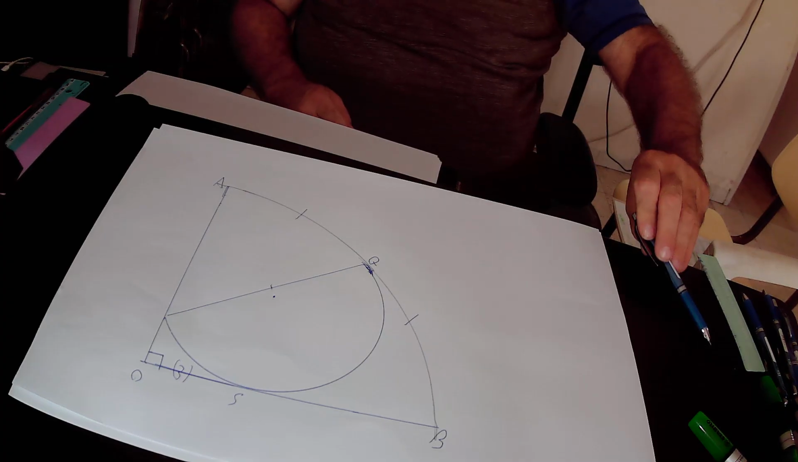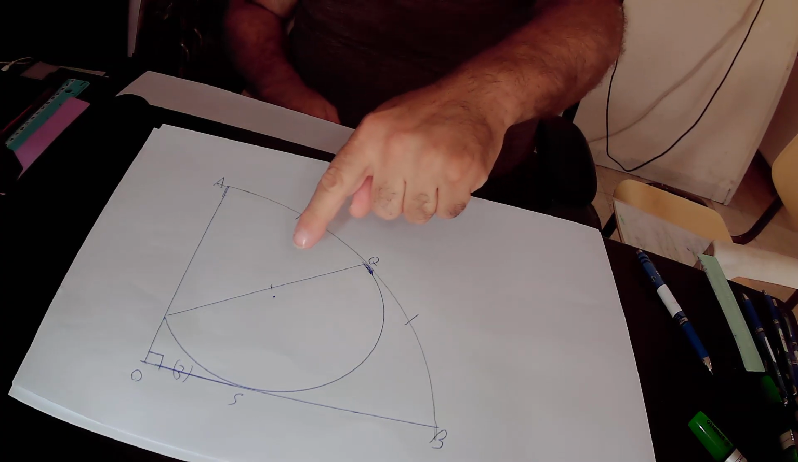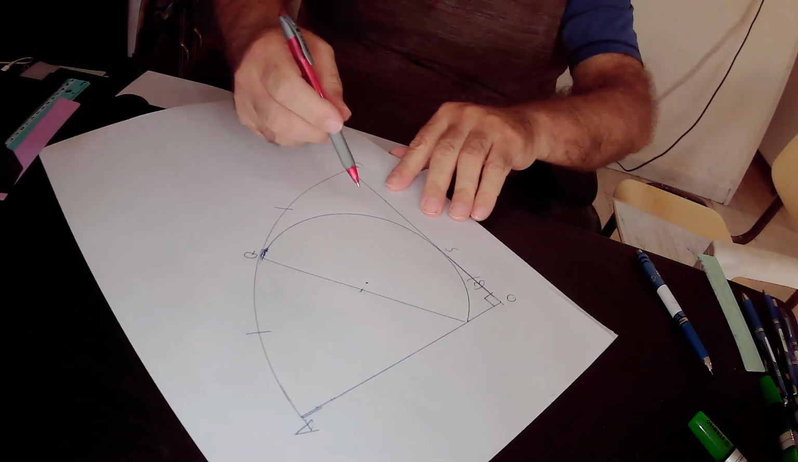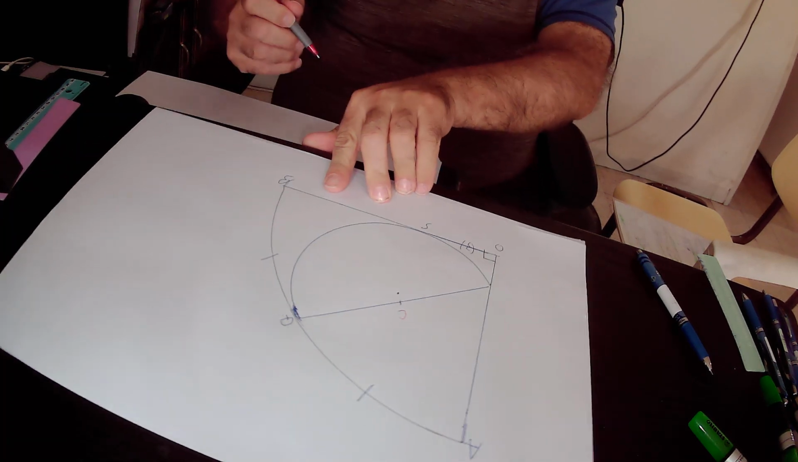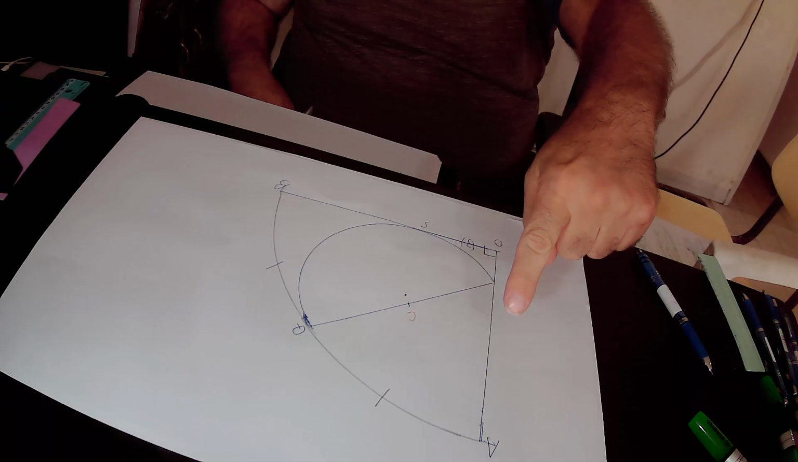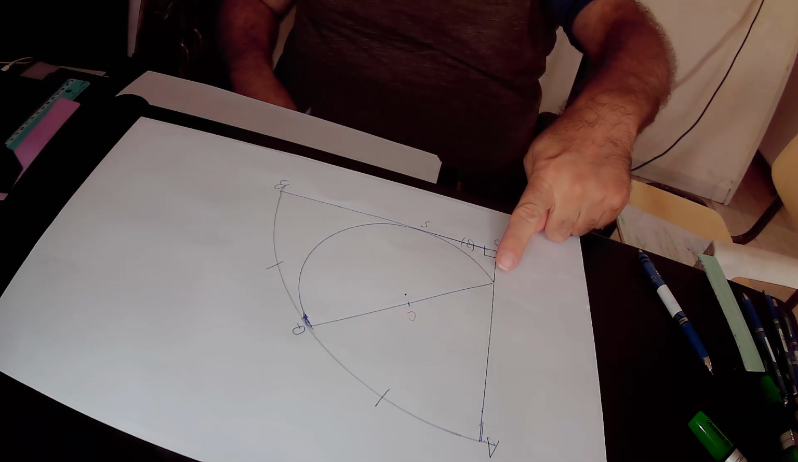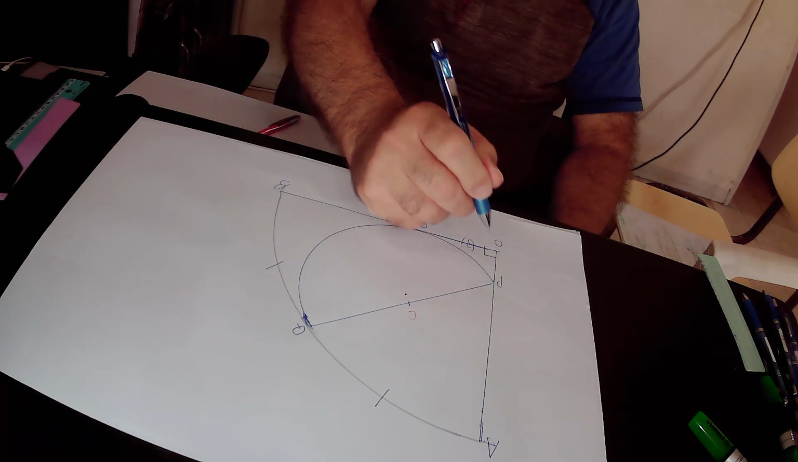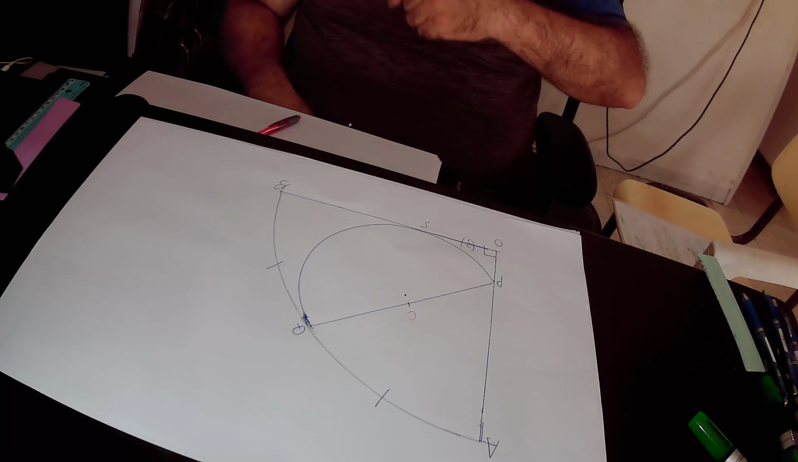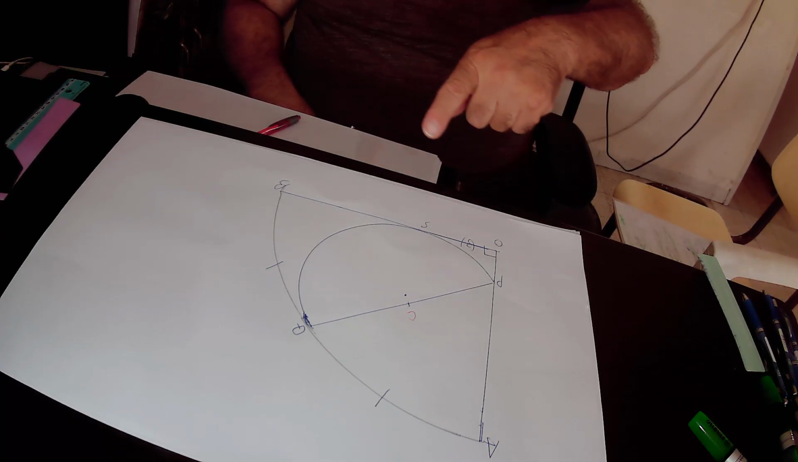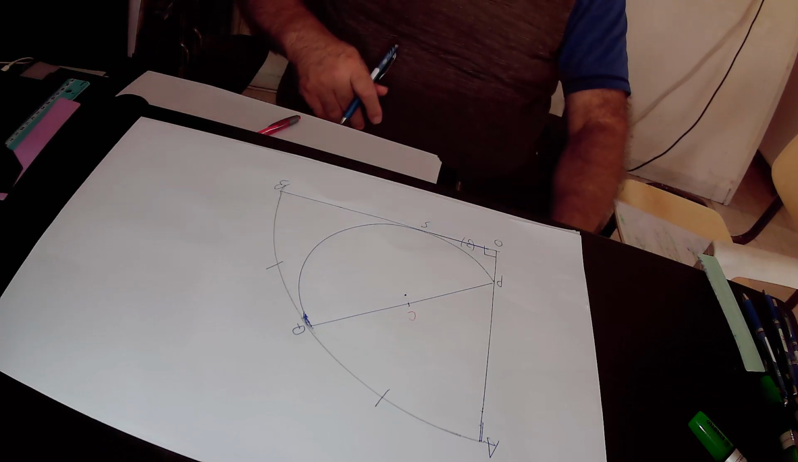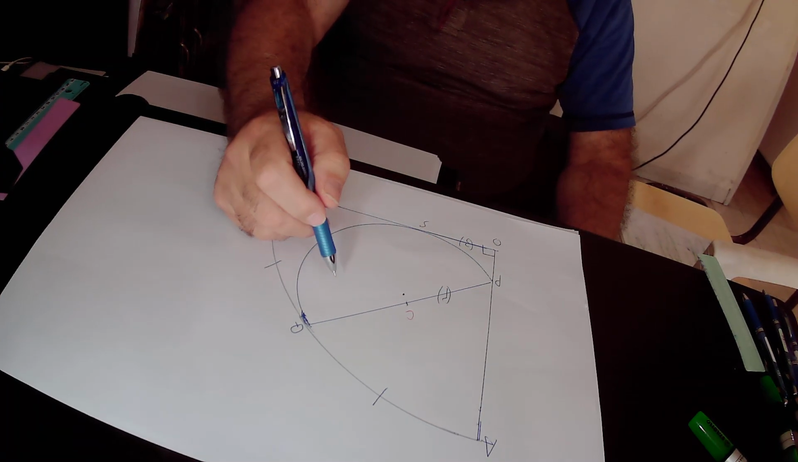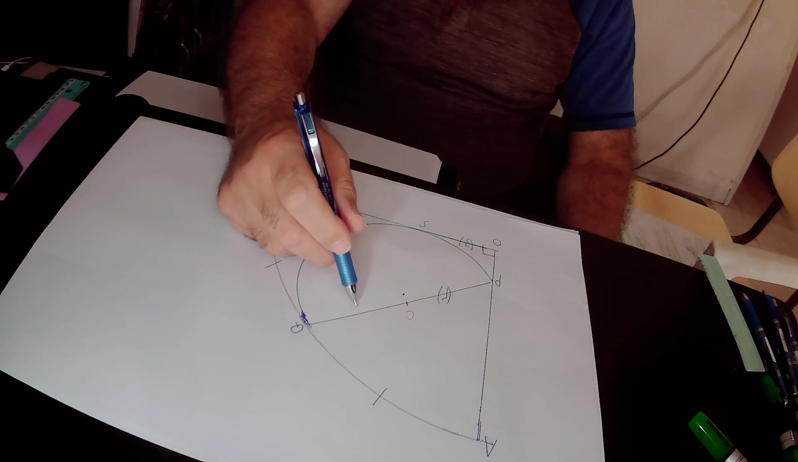So first of all, we define the center of this semicircle. This point is point C. We define the touching point of the big quarter circle with this semicircle. This point is point P. We define the radius of this semicircle as R, so CP is the radius of the semicircle, equal to R. Likewise, CQ is also the radius of the semicircle.